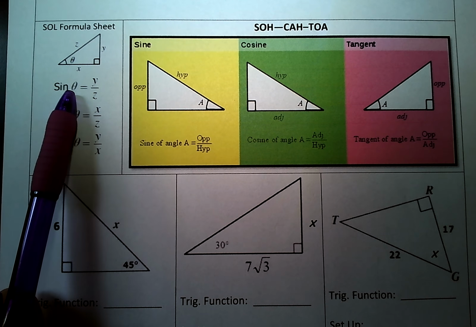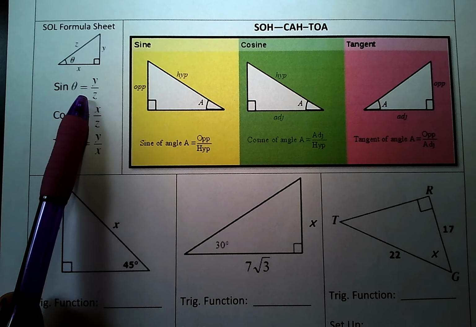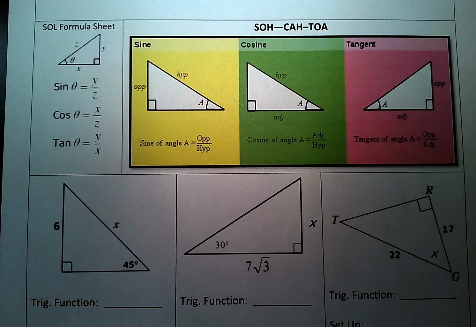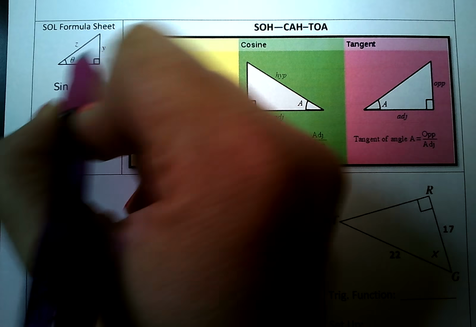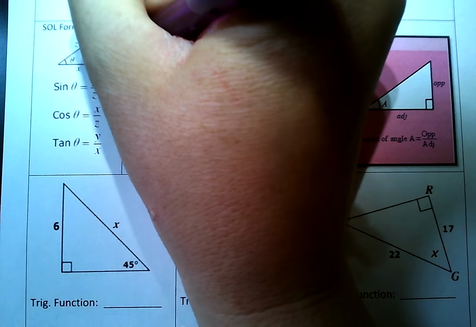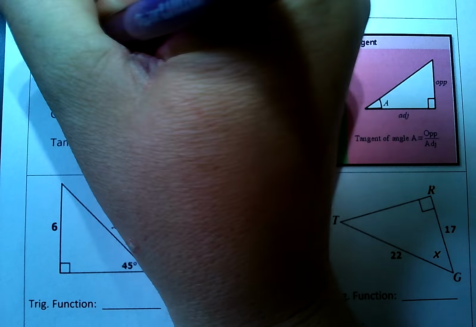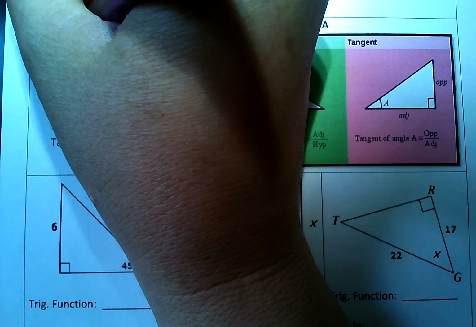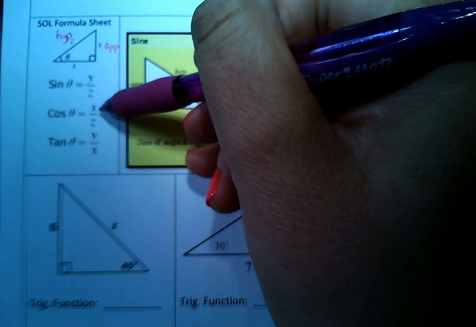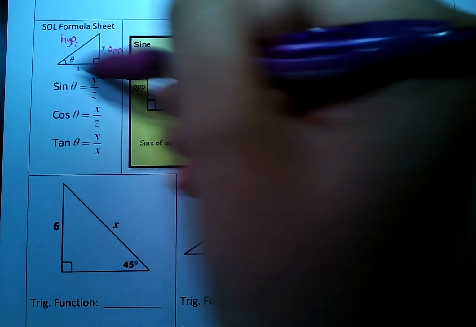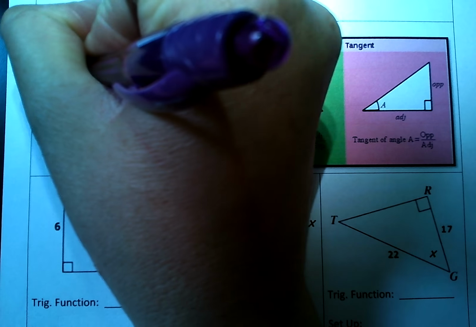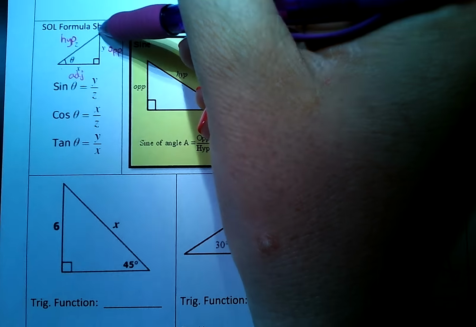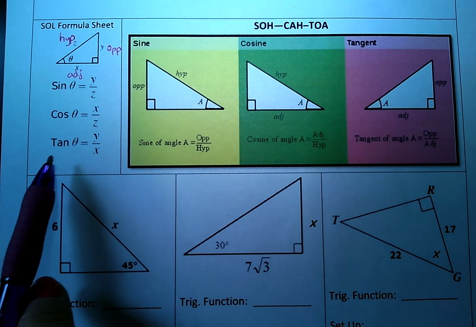We get the sine of theta is equal to y over z. Well, check out your picture here. Theta is representing the angle. Y is representing the side that is opposite of the angle. Z is representing the hypotenuse of the triangle. Then we have that cosine is representing x over z. X is the adjacent side to theta, and z is the hypotenuse.